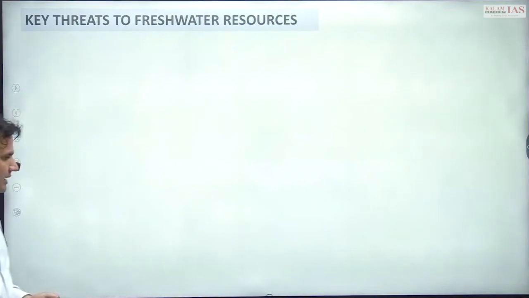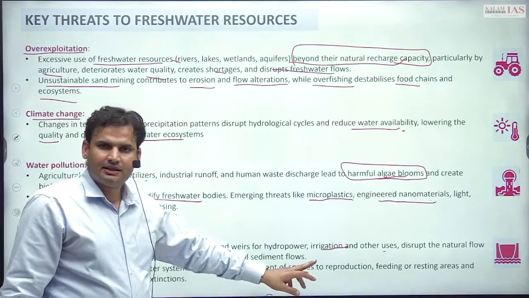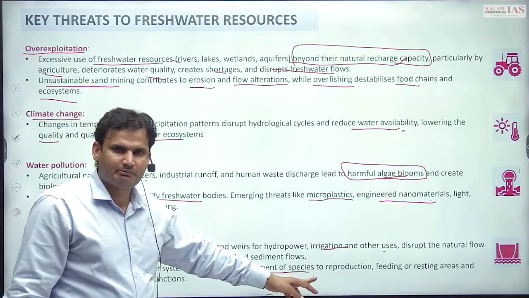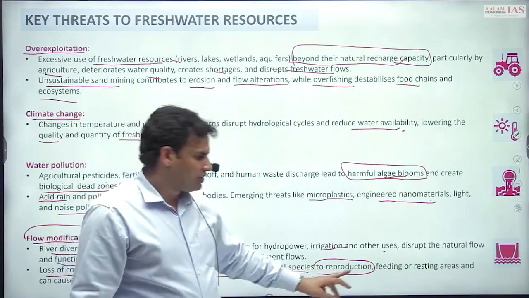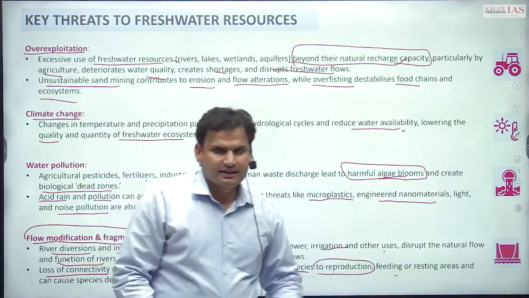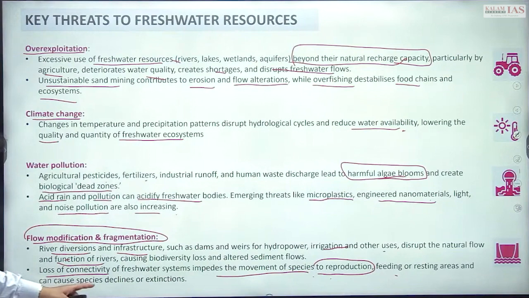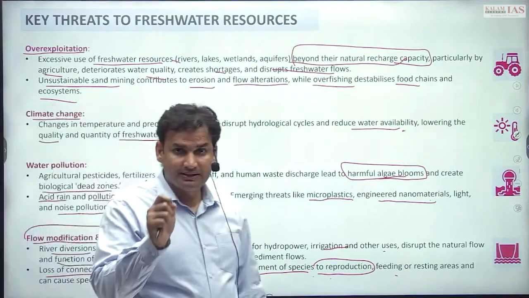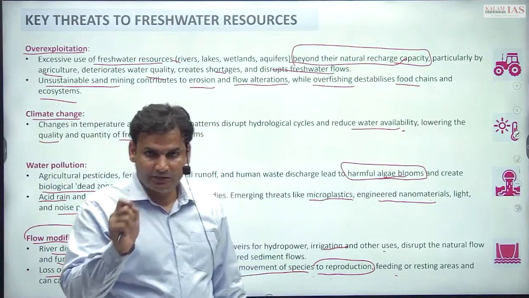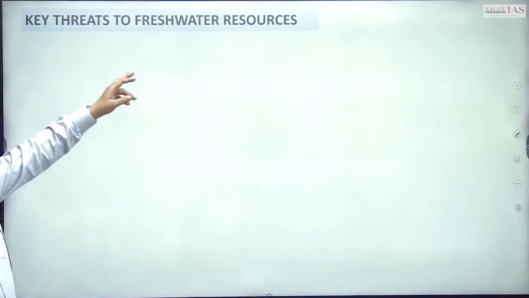And if the movement of species is altered or restricted or hampered, it would lead to problems in reproduction or feeding or nesting or resting areas, right? And it can cause extinction of species, and we will see this. Actually, species have gone extinct, and there are certain other threats with regards to freshwater resources.